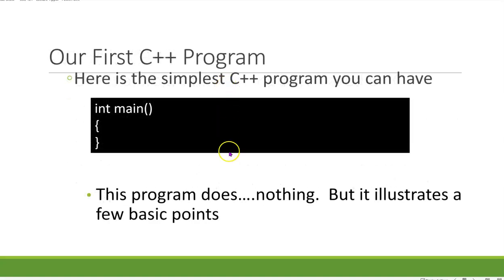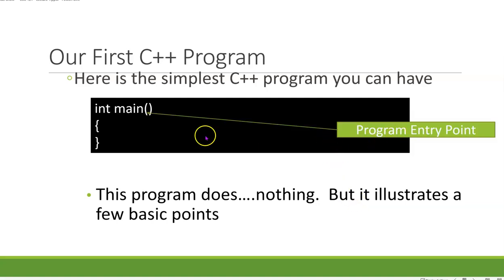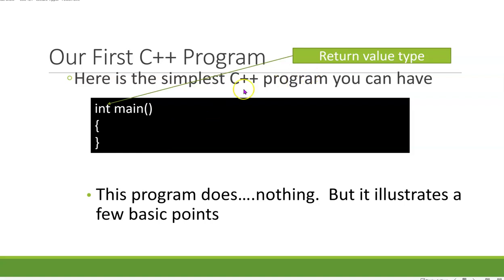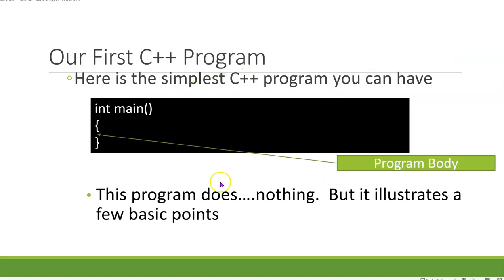So, let's write our first C++ program. Here's the simplest program you can have. Okay, this program does absolutely nothing, but it illustrates some important points. This is our program entry point. Every single program in C++ must have a program entry point. Here is the return type. Most programs in C++ return a value. Here, inside these squiggly brackets, is the program body. Here is where the program will actually execute.